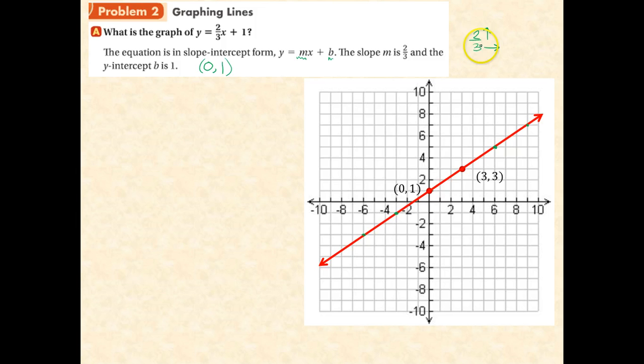Well, up 2 to the right 3 is 2/3. Down 2 to the left 3: down 2 is -2 for the rise, and left is also negative, so left -3. And what slope is that? Negative divided by negative is positive. So no matter which way you think of it, up to the right or down to the left, a positive slope is always going uphill to the right. Bing.